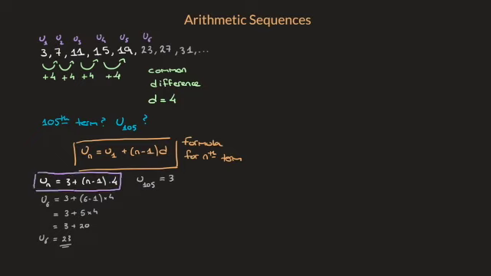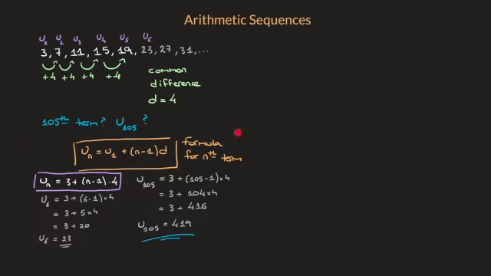That would be 3, remember that's the first term, plus n minus 1, so in this case n is 105, so that becomes 105 minus 1 times 4, and that's equal to 3 plus 105 minus 1, which is 104 times 4, and that's equal to 3 plus 416. And finally, we can say that the 105th term of this sequence is equal to 3 plus 416, which is 419. And we're done.